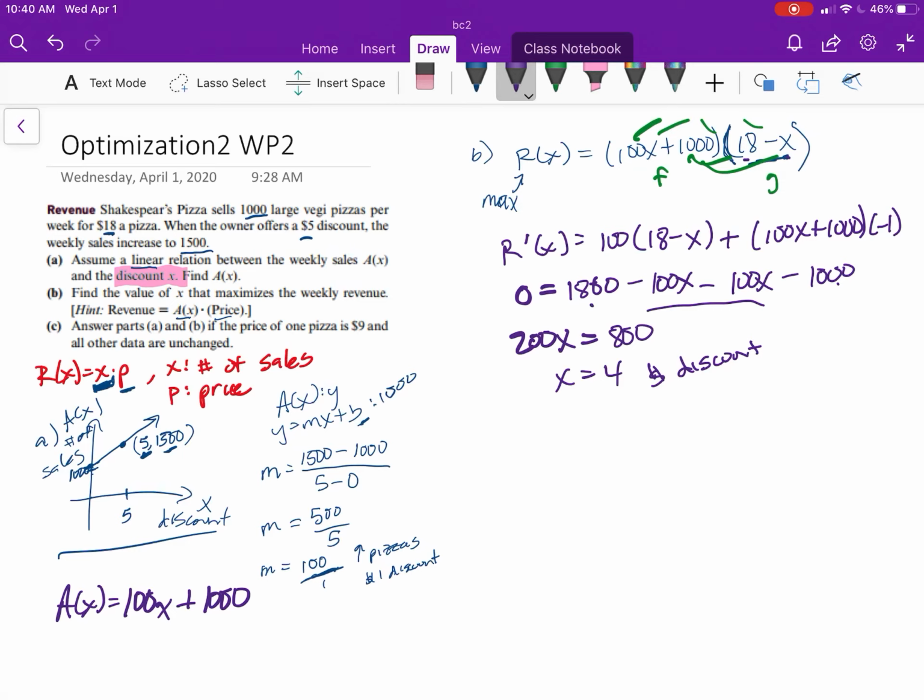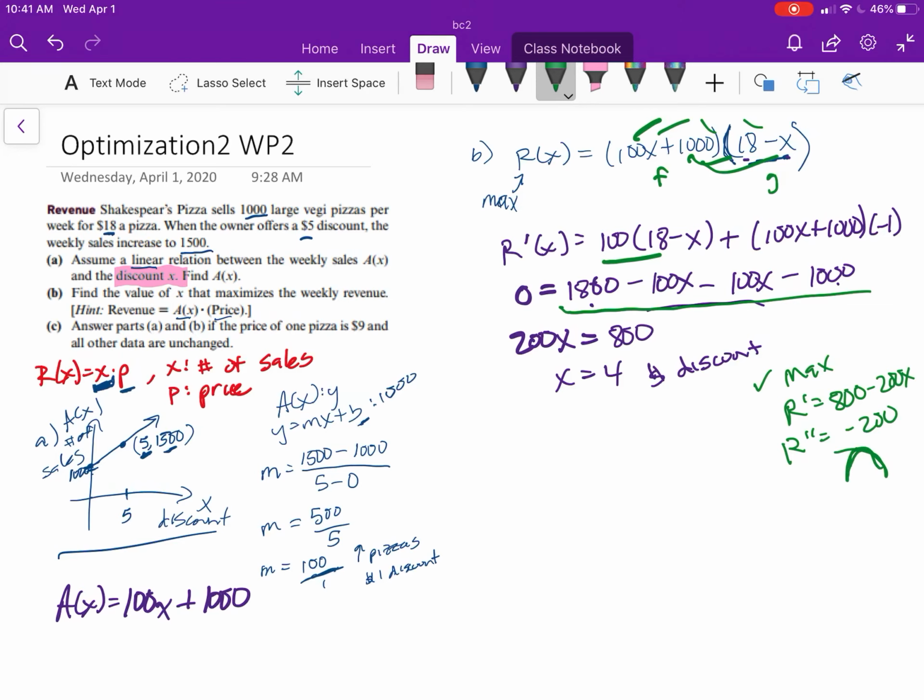Let's make sure this in fact is a max. So let's check that it's a max. If this was the first derivative here, which simplified to this here, then that would be 800, right? R prime is 800 minus 200x. So the second derivative is just -200. That tells me it's concave down, which in fact tells me it's a max, so we are good. Okay, part B, find the value of x.